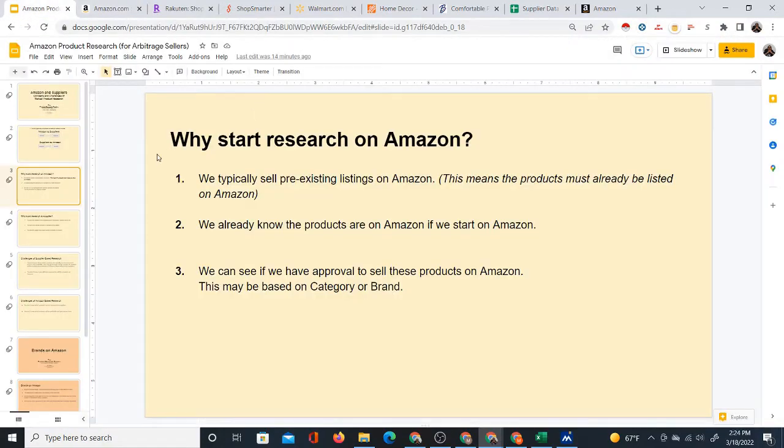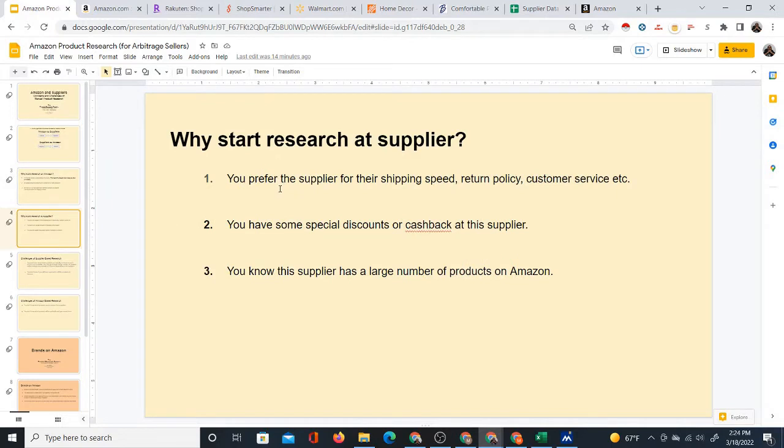All right, now, why do we start research at a supplier, or why might we want to do this? Well, sometimes we just really prefer a particular supplier, and I know having started originally with drop shipping, that this is a really big thing for drop shippers because they're dependent on the supplier for customer service. But even if you're in online arbitrage, you may prefer a certain supplier because their shipping speed is fast, meaning you can get the products faster and you can get them into the Amazon warehouse faster, or you can pack and ship them to your customers faster.